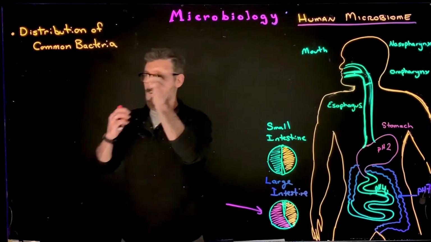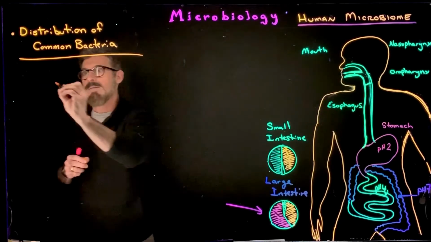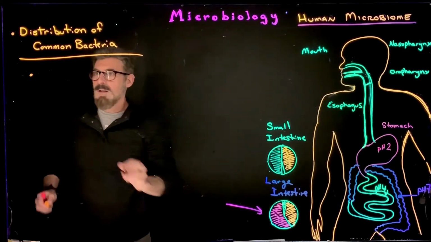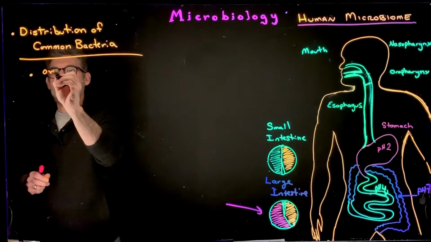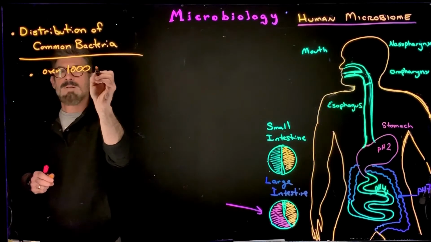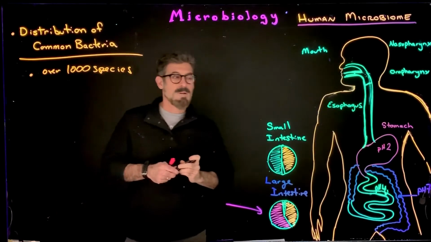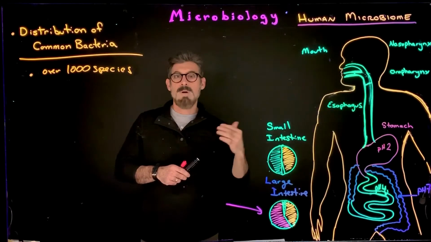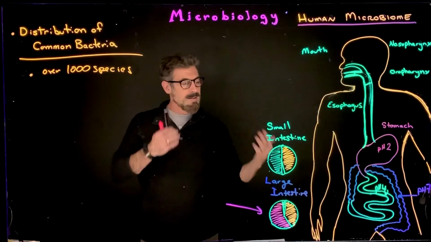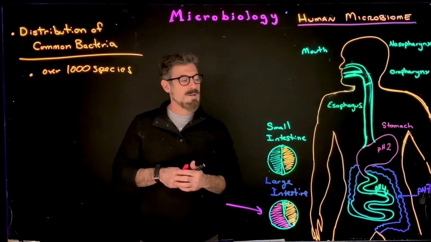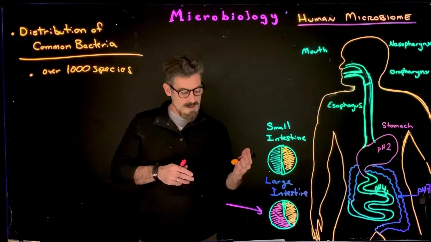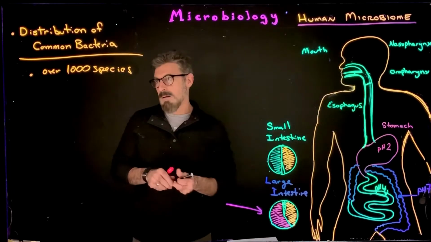So we'll talk about the distribution of some common bacteria. First off, with some pieces of information. There are well over 1,000 species of bacteria. Most of them have not been cultured. Most of them are known through gene sequencing. So by collecting samples and sequencing genes that we know belong to different bacteria, we can identify that they're there, but many of them haven't actually been cultured.